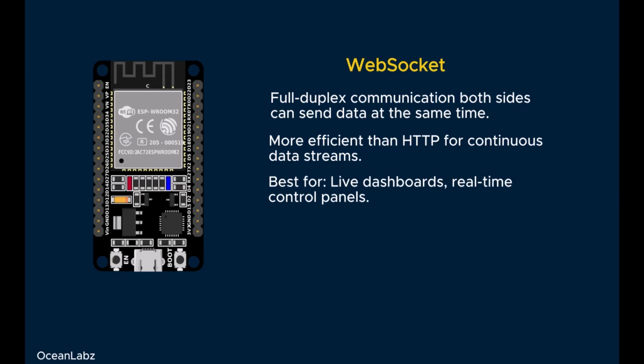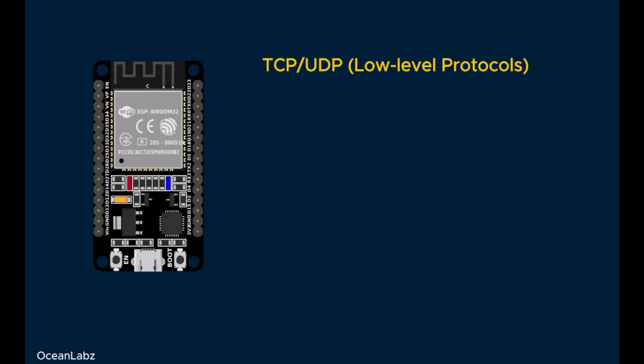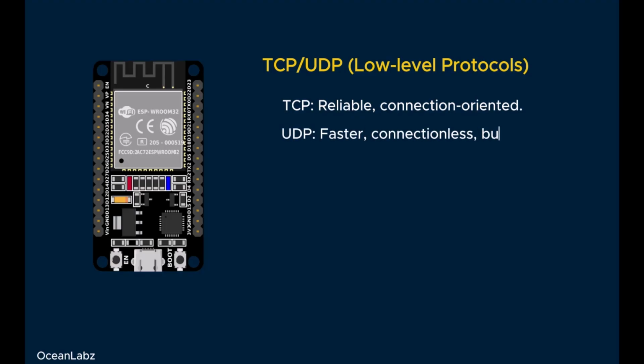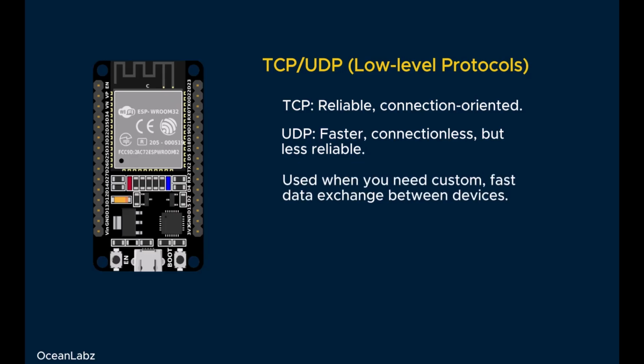And then we've got another category, TCP and UDP, which are more like low-level communication protocols. TCP is reliable and connection-oriented, meaning it ensures that data reaches safely and in order. UDP, on the other hand, is kind of like the opposite. It's much faster, connectionless, but yeah, it's less reliable. These protocols are usually used when you need fast and custom data exchange between devices. So think of stuff like audio or video streaming, multiplayer games, or any sort of low-latency control systems.